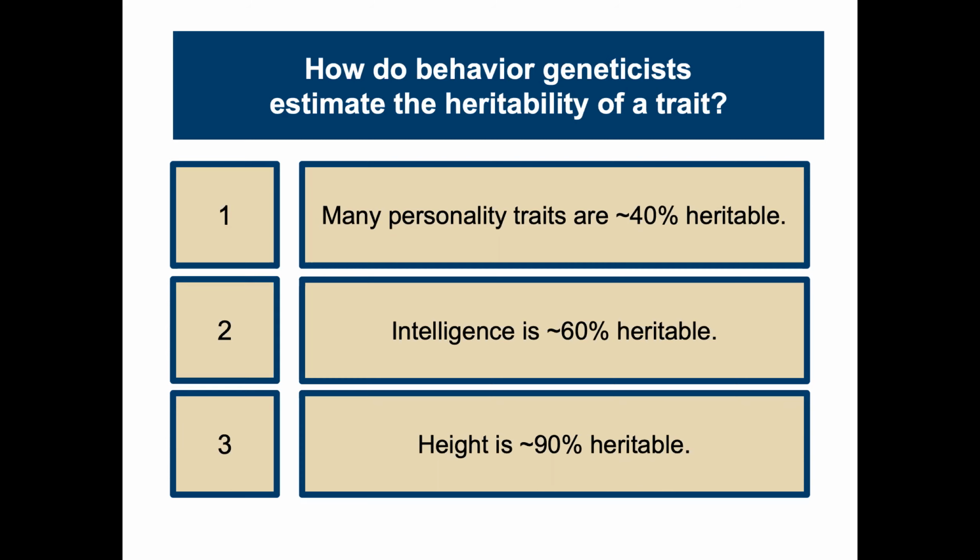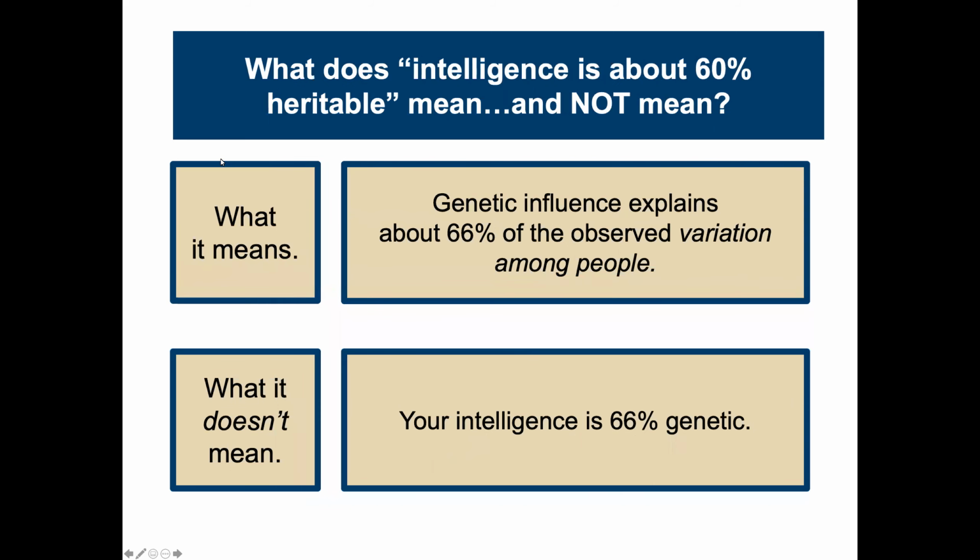Intelligence is about 60% heritable, and height is about 90% heritable. So you can see, while we know there's a lot of genetic influence on many things, and on many things we never really realized in the past, there's still a big part left unaccounted for that does seem to be related to environmental issues. So what does "intelligence is about 60% heritable" mean and not mean?